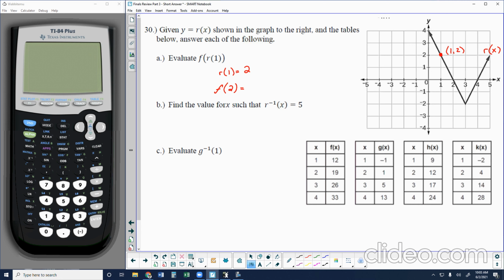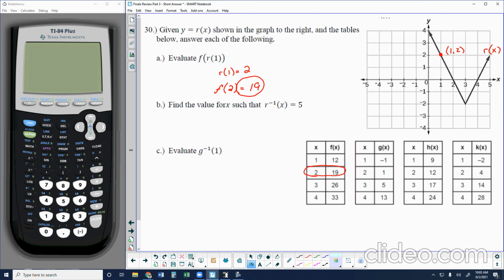So f of 2 would then correspond to one of my tables here, where the input value is 2, giving me a corresponding output value of 19. So f of r of 1 is 19. In part B, it says find the values for x. So there's a little spacing error there, but find the value for x such that the inverse of r of x is equal to 5.